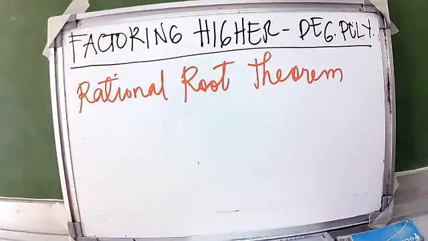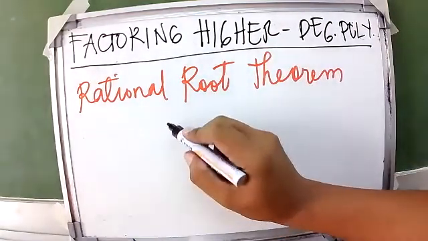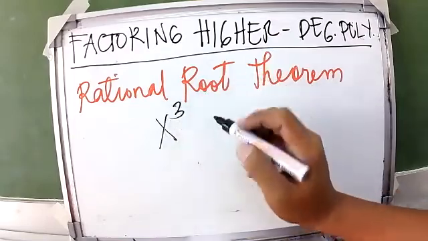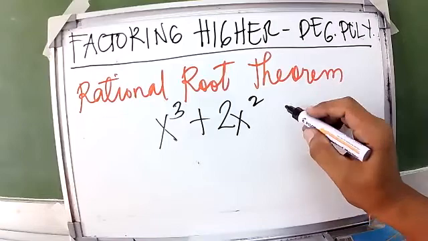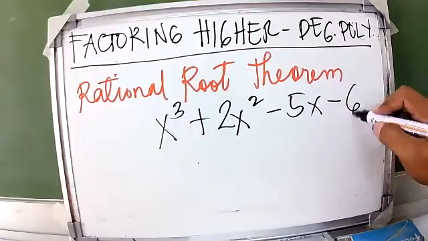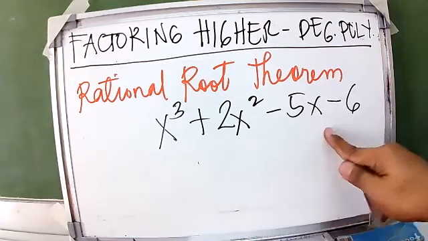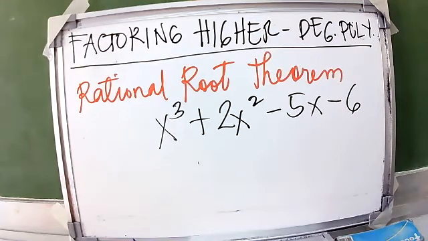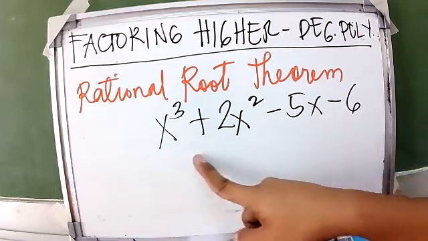Okay. Here it is. Our first given. So, our first given is x cubed plus 2x squared minus 5x minus 6. Okay, that is our given. Now, let's apply the rational root theorem. Ready? Because we don't know yet how to do this or how to solve this.